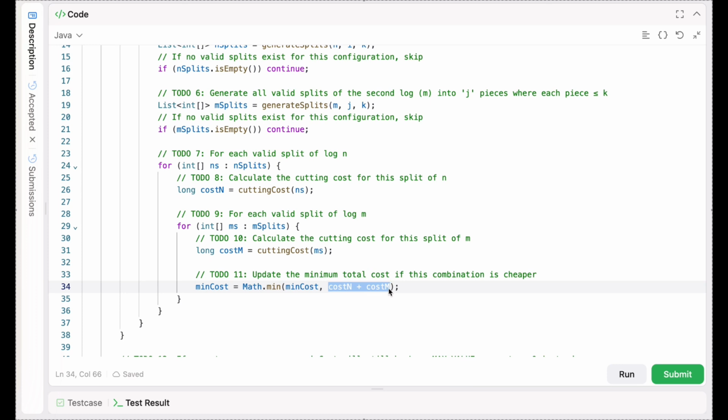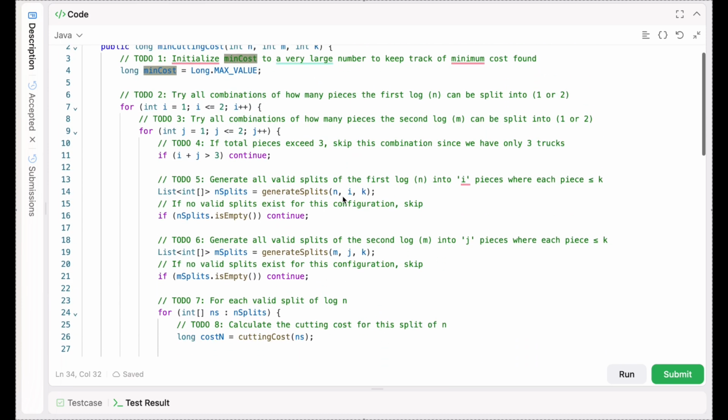Means the total pieces, the pieces of n and the pieces of m, should be less than or equal to 3. It should not exceed 3. Maximum 3 trucks are given, right? And those pieces we have to count. And then you have to find their cost, and this cost should be minimum. I hope you understand, right?